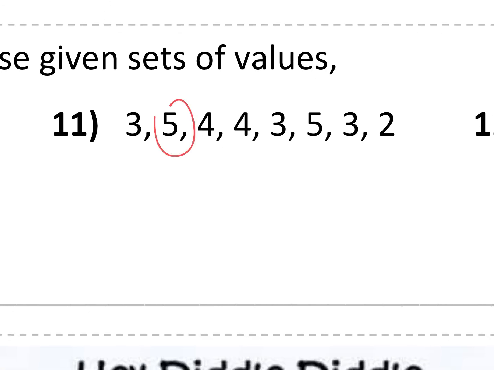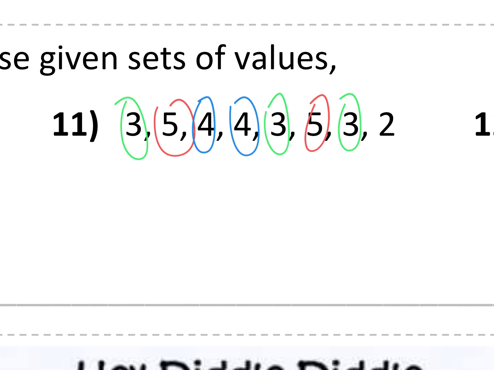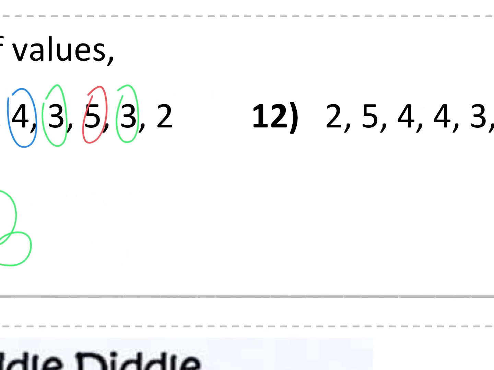what have we got here? We've got two 5s. We've also got two 4s. We've also got two 3s. No, we don't. We've got three 3s. So 3 wins. The mode is 3.